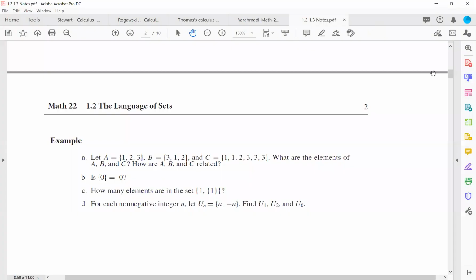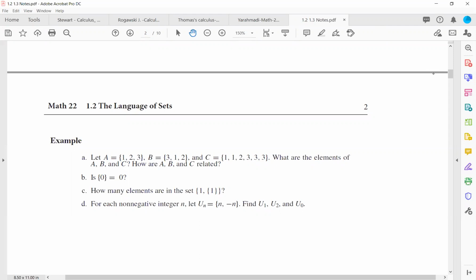Let us take a look at more examples. Example 1, part A says, let A be the set including 1, 2, 3, B the set including 3, 1, 2, C is the set with some repetitions in it, 1, 1, 2, 3, 3, and 3. What are the elements of sets A, B, and C? How are they related to each other?